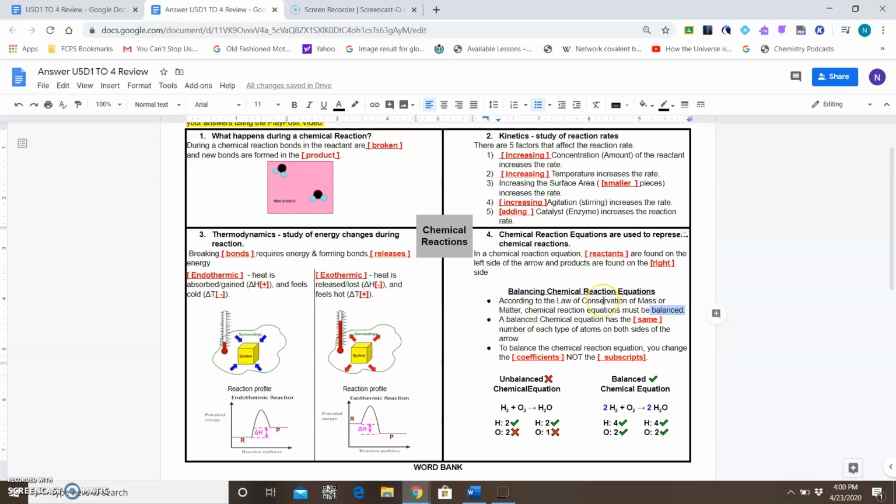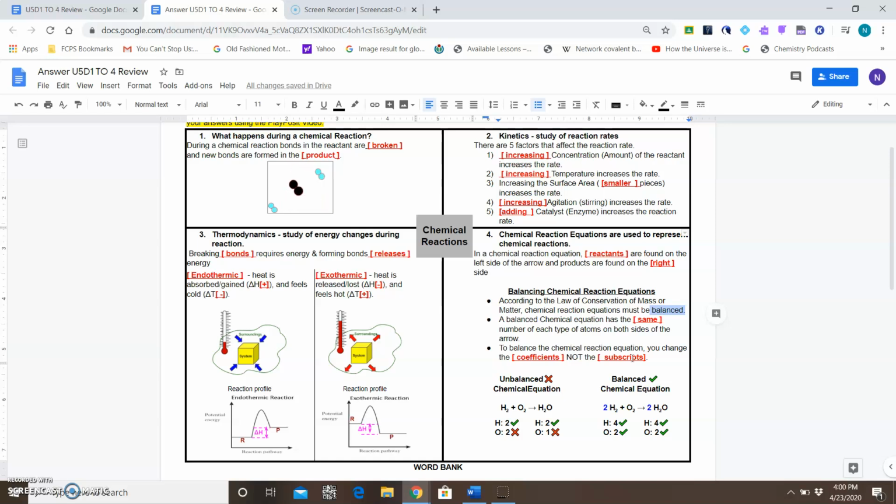Now, finally, it's important, according to the law of conservation of mass, for us to balance a chemical reaction equation. And when you're balancing it, you're trying to make sure that you have the same number of atoms of each type on both sides of the arrow. So if you look at the example here, the first equation is unbalanced because we don't have the same number of oxygens on both sides. In the second equation, it's a balanced equation because there are the same number of both types of atoms, hydrogen and oxygen, on both sides of the arrow.